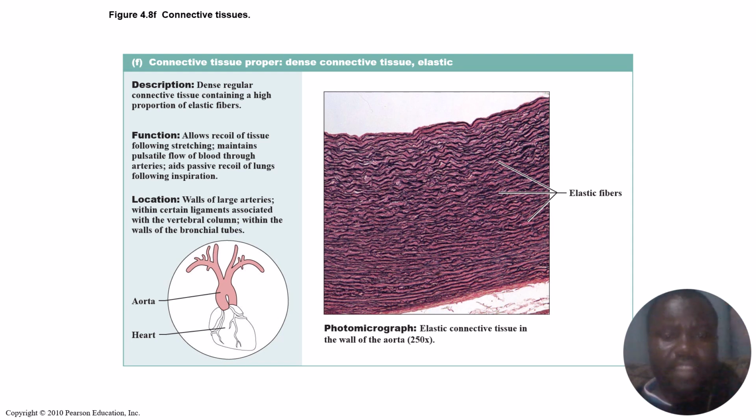Then we have a dense kind of connective tissue proper, where the fibers are arranged in a dense manner. They are totally packed, except these fibers are mostly what? Elastic. So where do we find this? We find these in large arteries that are supposed to withstand pressure of blood from the heart and able to stretch so that they comply with that pressure and return back to their original position. So we have the large arteries like the aorta. You can see the aorta there and the aortic arch. But they are also found within certain ligaments associated with the vertebral column, and within walls of the bronchial tubes.